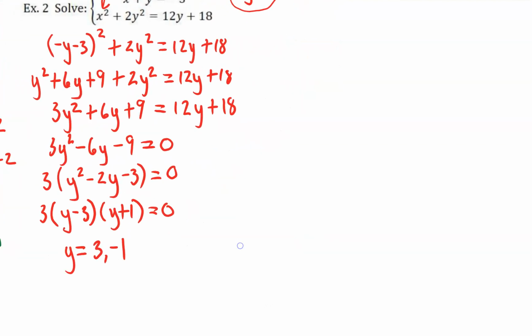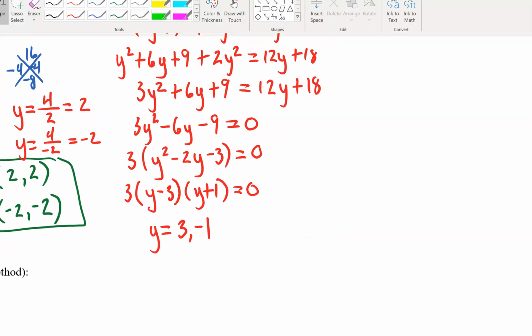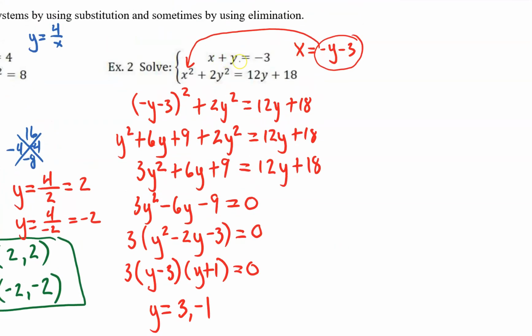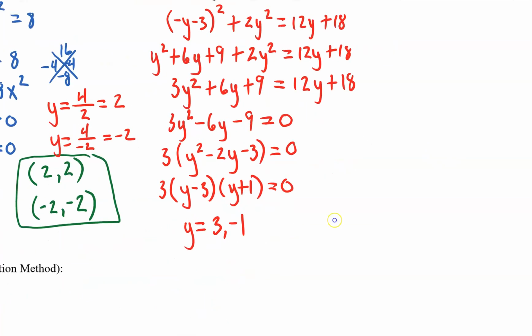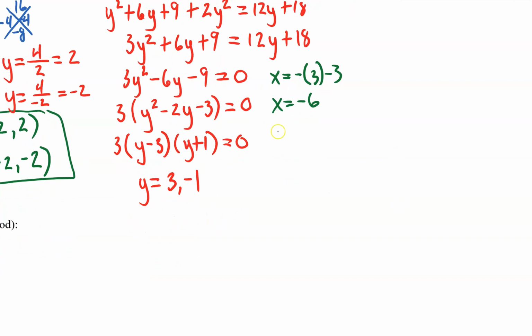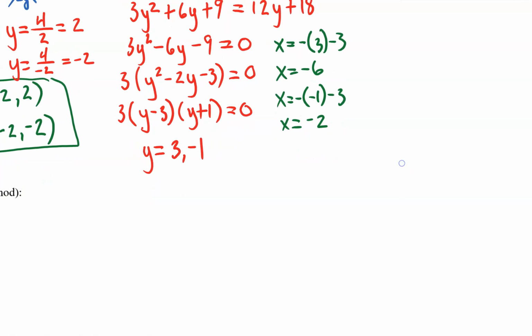And then I need to solve for the other ones that I don't know. So I'm going to go back to my original equation here. You can use the original, or if you're confident in your math, just use the one you solved for x on. So x is equal to negative 3 minus 3. Well, x is going to equal negative 6. And then x is going to be equal to negative 1 minus 3. So x would be negative 1 minus 3, which is negative 4... which is negative 2. So you're going to have our two solutions here.